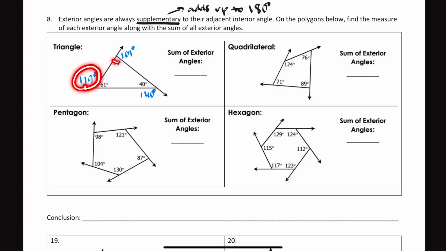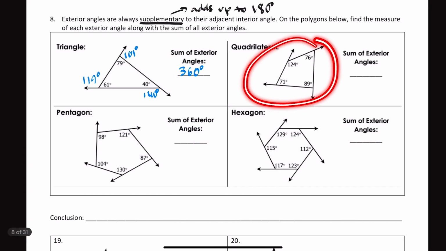So let's go ahead and look at that. We're going to take 119, 101, and 140, and we're going to add them all together. So it looks like 119, 101, and 140. They add up to 360 degrees. How nice, right? And so let's test this out one more time. Let's try with this one. Okay, let's try this out.